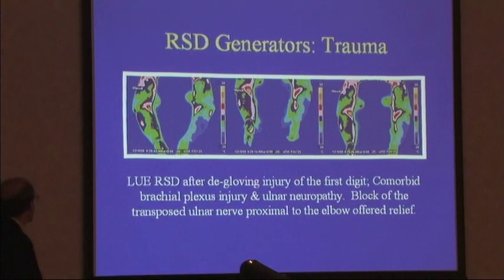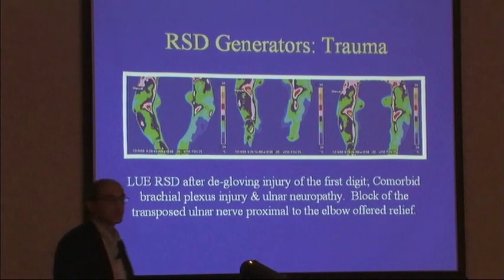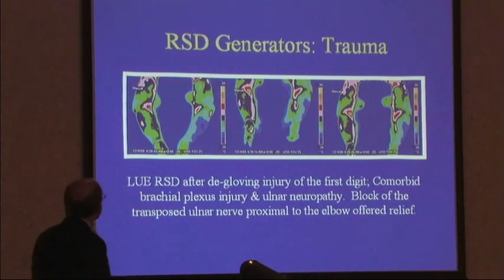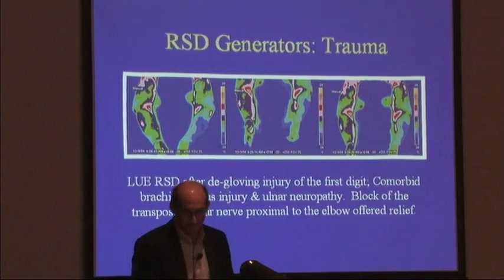This is a woman that had a RSD of the left upper extremity after a degloving injury. So you can see she's got a mauled hand here, and it was in particular of the thumb. But she also had a comorbid brachial plexus injury and ulnar neuropathy. We were not able to get relief from any stellate blocks, sympathetic blocks proximally, but when we did the thermal imaging, we were able to see that she had an extremely cold asymmetry pattern and distribution of the ulnar nerve, and actually what gave her relief was an ulnar nerve block at the elbow.